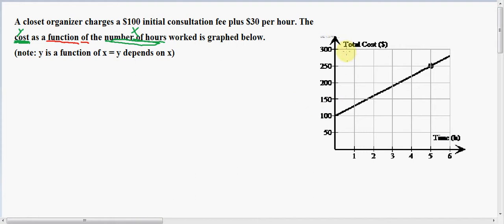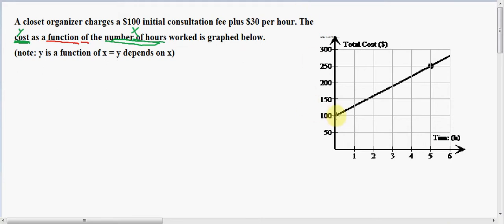If you look at the graph, the y-axis represents total cost, because y is cost. And the x-axis represents time in hours, because the x is the number of hours. So that's how that's set up there. So the first thing I want to do here is write an equation of this line that represents the problem situation. And in order to do this, I need a slope and I need a y-intercept.